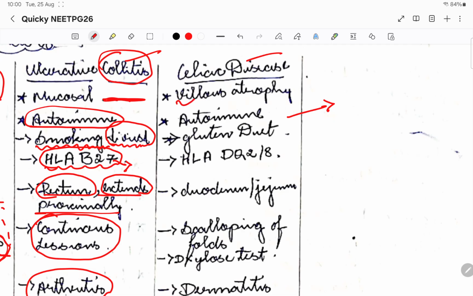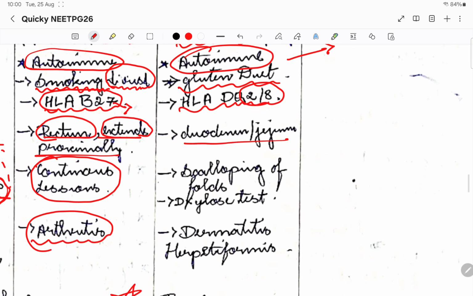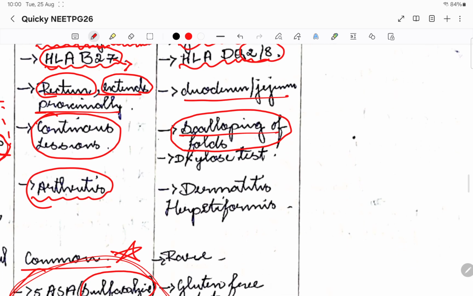So basically there is villus atrophy happening. It is also an autoimmune disease where the gluten diet is affecting it. HLA DQ2 and DQ8 are what is affected, whereas it was B27 in ulcerative colitis. Duodenum and jejunum are most commonly involved. Scalloping of the folds can be seen in endoscopy. Diagnosis is by the D-xylose test.